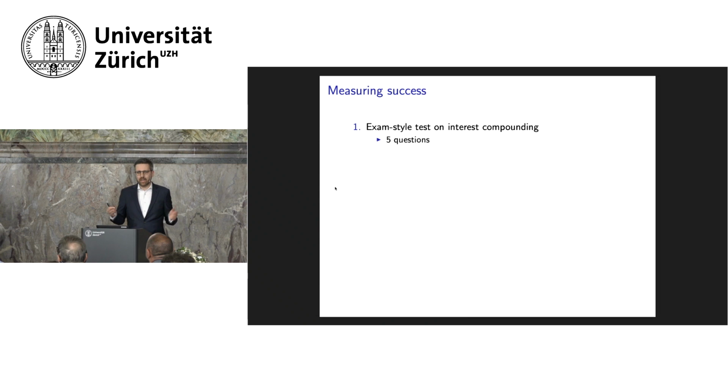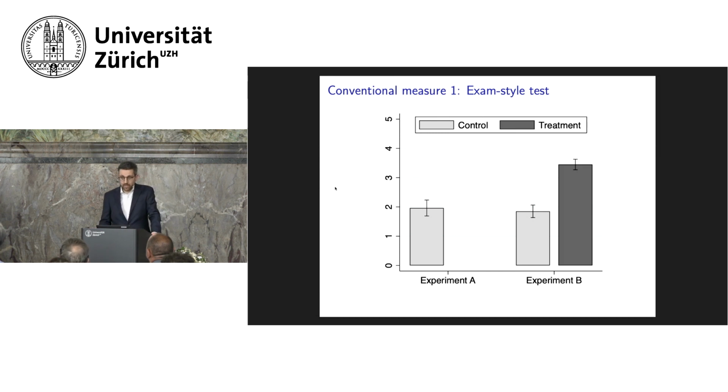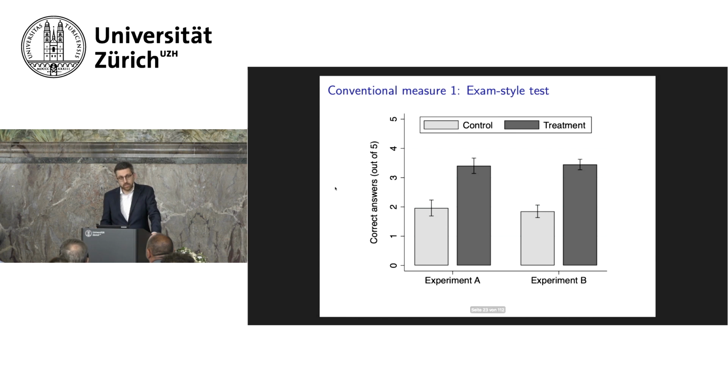And now we're going to look at what we would conclude about these interventions using the standard methodology. So let's give them questions about compound interest, 5 questions. How well do they do? Well, in both experiments, if they don't get educated, they get about 2 out of 5 questions correct. If we do give them education, they get about 3.5 correct, so there's a very big effect. And it's almost the same, regardless of whether or not people practiced.